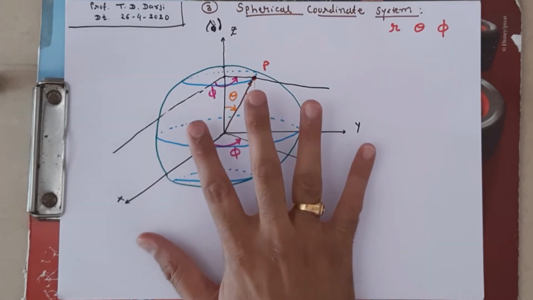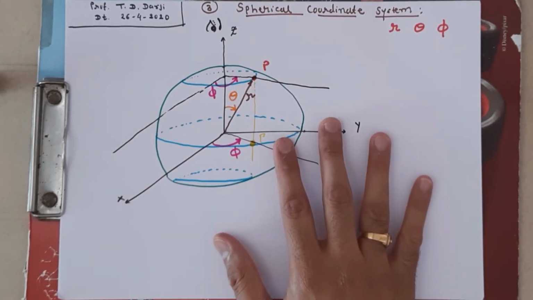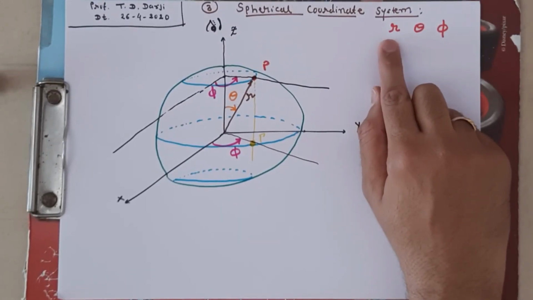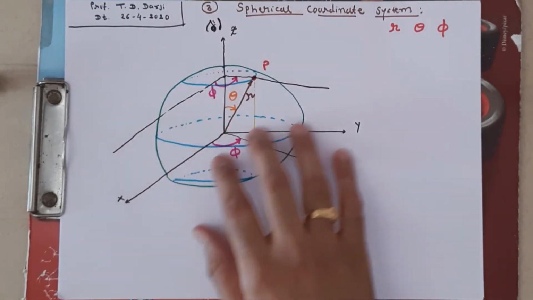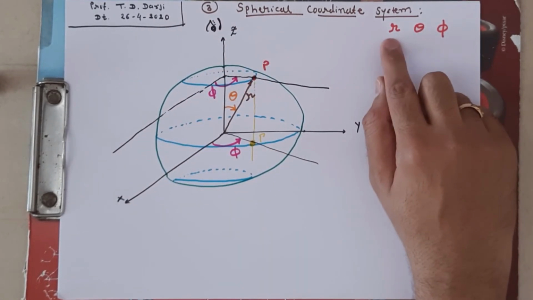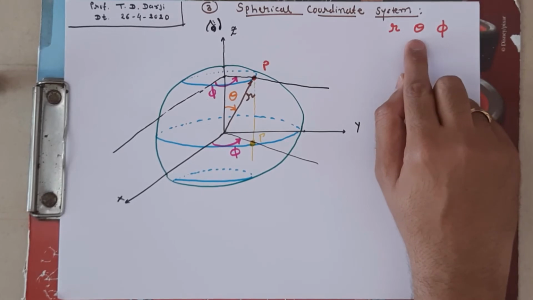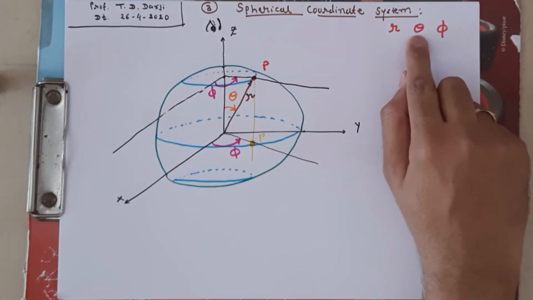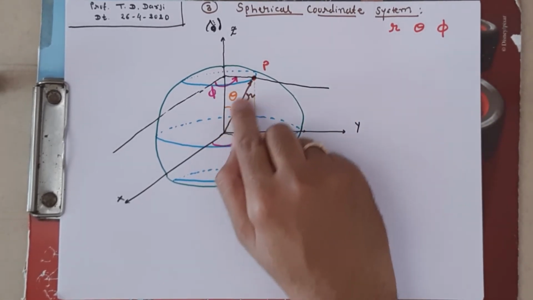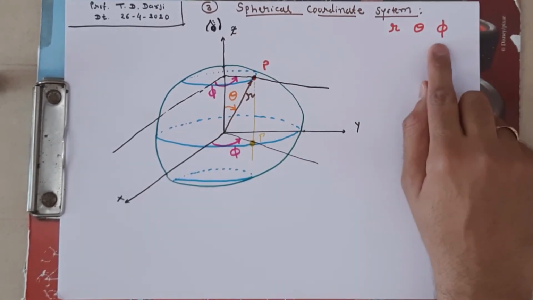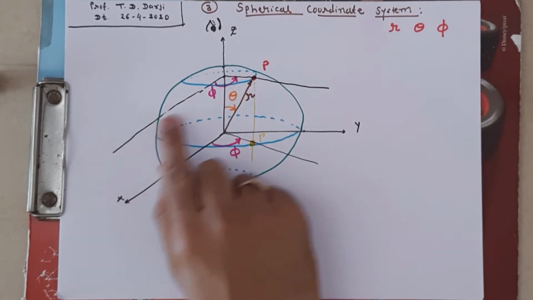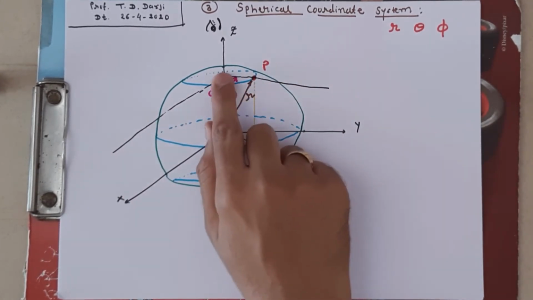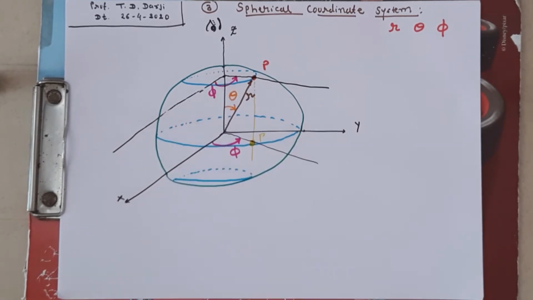Clear? So actually this is my spherical coordinate system. What is R? R is the radius of the sphere. If the point is present anywhere on the surface of the sphere, R remains the same. The point is always on the sphere, not inside the sphere. Theta is the angle measured with respect to the z-axis. And phi, as we know, is the angle between the line passing through point P and the x-axis.